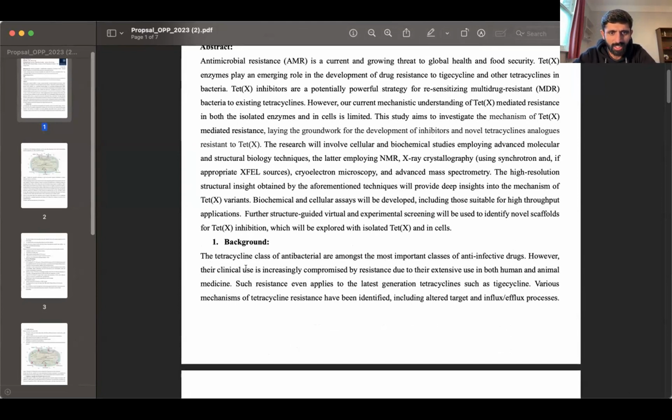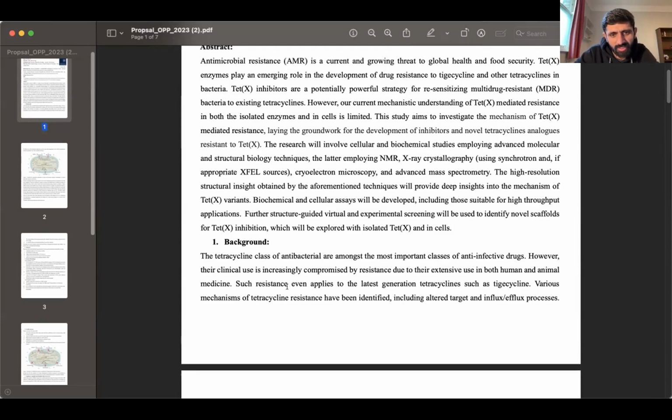Then, however, their clinical use is increasingly compromised by resistance due to the extensive use in both human and animal medicine. So this sentence is telling the reason behind the issue of antibacterial resistance, how it happens, why antimicrobial resistance happens, what the reasons behind it are. As I mentioned earlier, the connection between the first sentence and the second sentence is very important. The second sentence is actually explaining sentence number one.